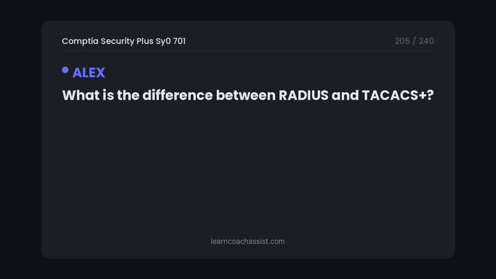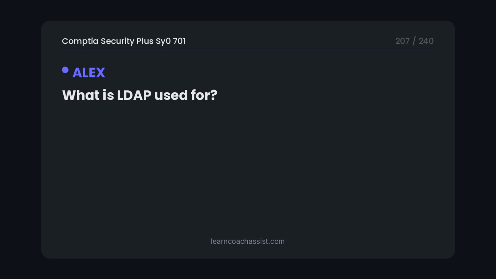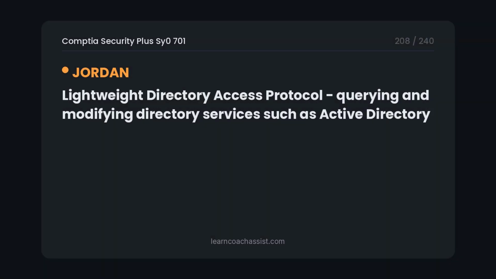What is the difference between RADIUS and TACACS+? RADIUS combines authentication/authorization, encrypts only the password, UDP. TACACS+ separates all three A's and encrypts the full body, TCP. What is LDAP used for? Lightweight Directory Access Protocol, querying and modifying directory services such as Active Directory.